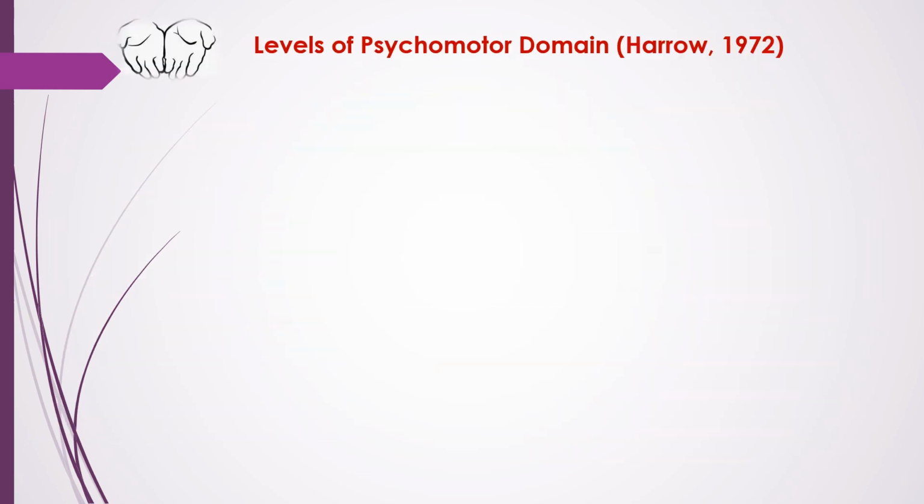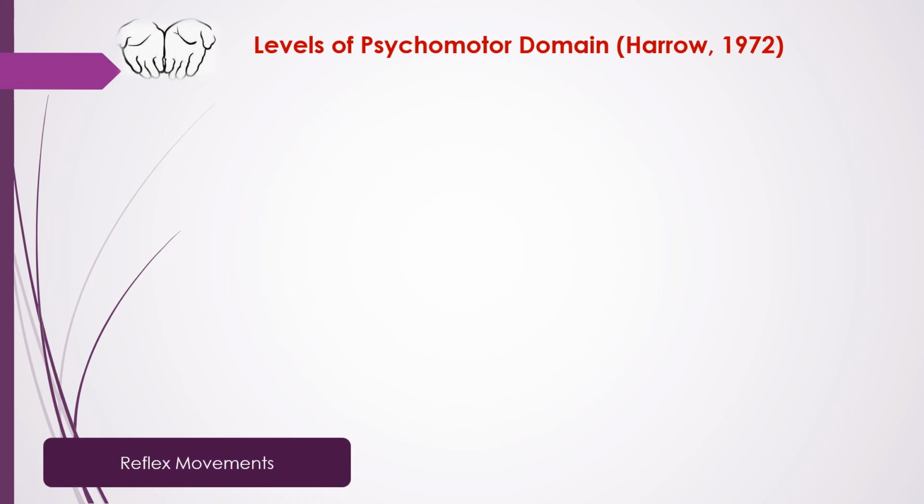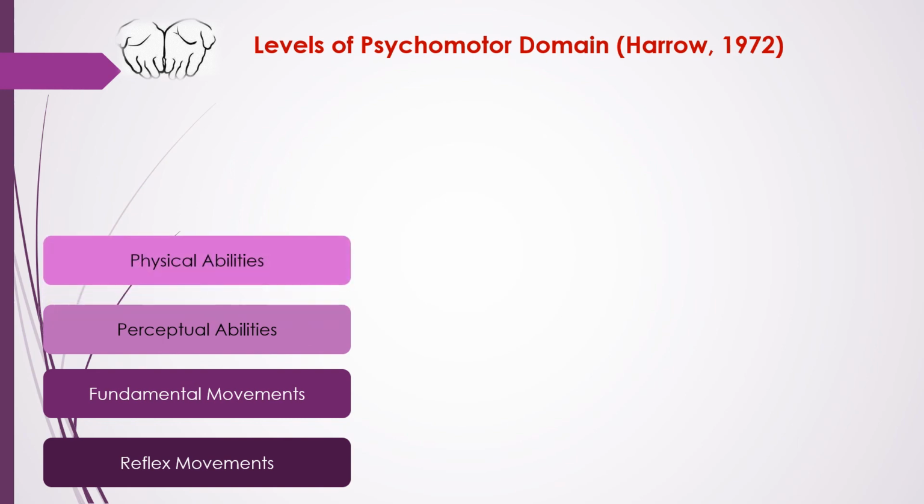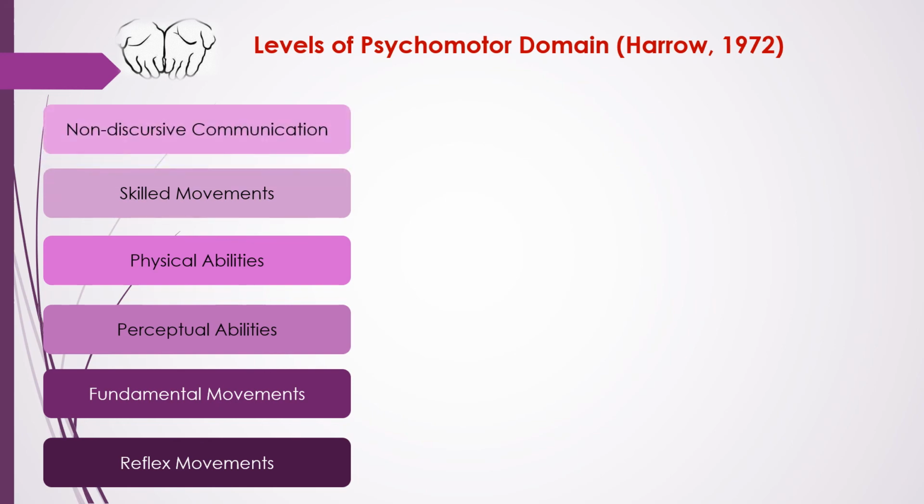So let's talk about levels of psychomotor domain. And our reference is Harrow, 1972. So we have the reflex movements. The second level is fundamental movements, then perceptual abilities, physical abilities, the fourth level. The fifth level is skilled movement. And the highest level under this domain is non-discursive communication.